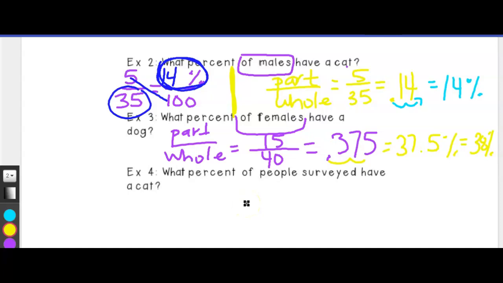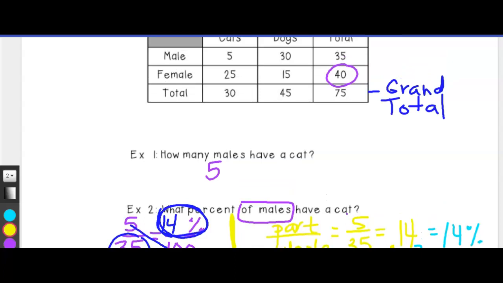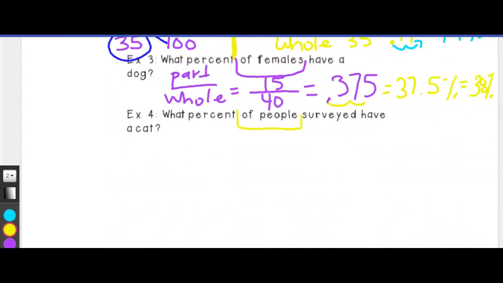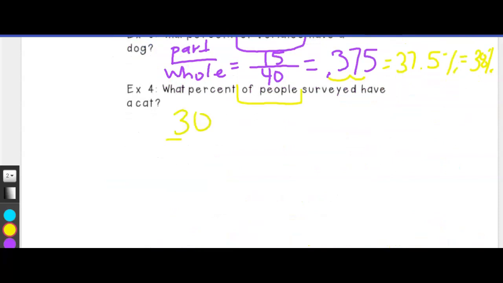All right, example 4, what percent of people, so this time we're talking about of all of the people that were surveyed, how many have a cat? So out of the whole amount of people that were surveyed, we know that there are 75 people that were surveyed. And if I look at how many have a cat, I need to go all the way to the bottom, and it's 30. So 30, again, we'll do part over whole, of the 75 have a cat.